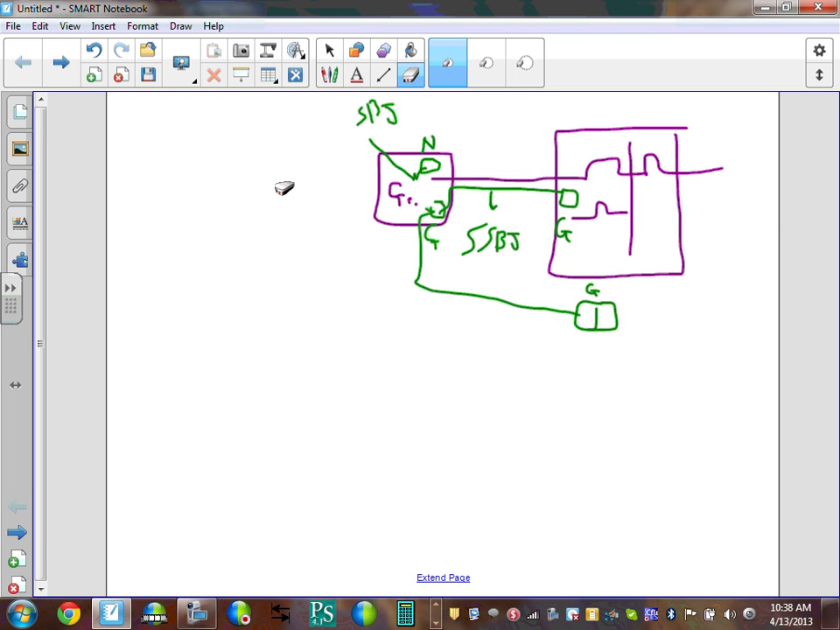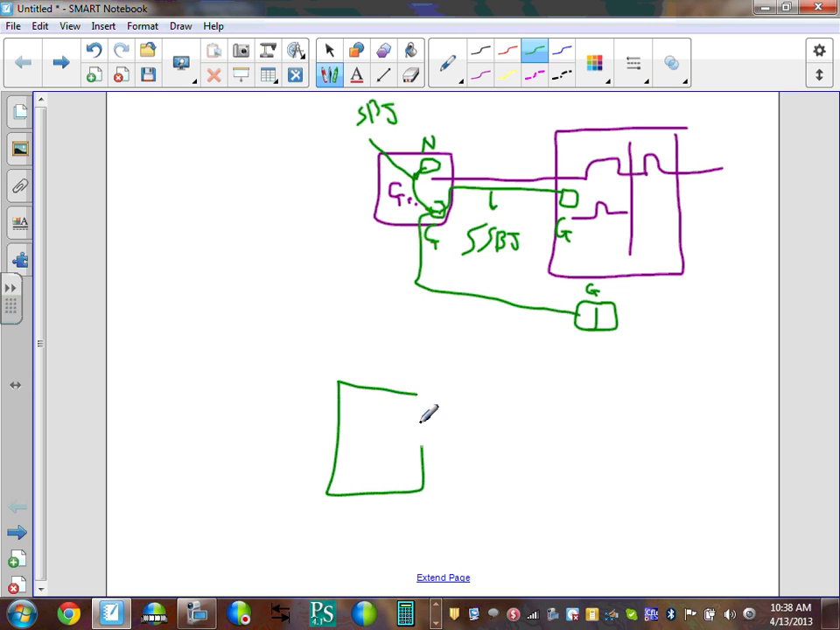Now this is scenario 1. Scenario 2 is this one. What happened? Any comments about this, separately or non-separately derived? The only difference is, do you have a system bonding jumper here, or you don't? Now what happens, guys, if I have a generator and I put my fused disconnect right in here? So here's my wires coming in here, right? So that's my circuit breaker right here.